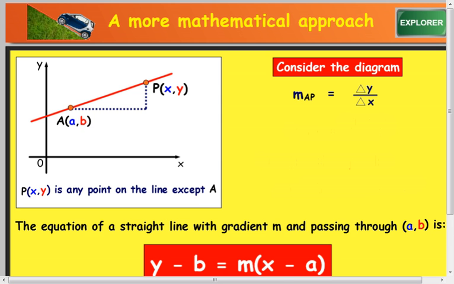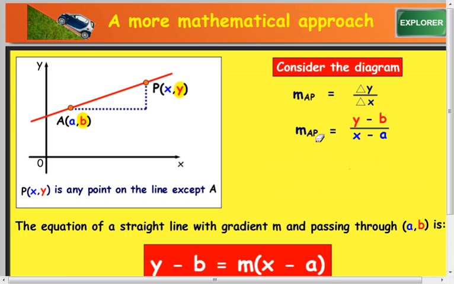Now to work out the gradient of this line, what you would do is subtract the y coordinates from each other and then divide that by the subtraction of the x coordinates. So how that looks is the gradient of AP is equal to delta y over delta x as before, except this time delta y is y take away b. Now, we've not got numbers, but we'll just call it y take away b, and the x coordinates are really x take away a.